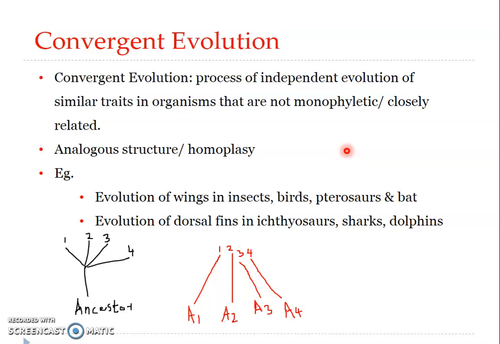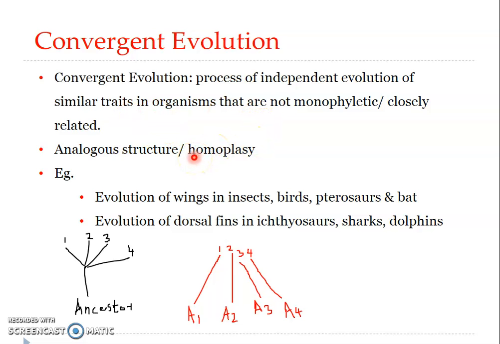The product of convergent evolution is the formation of analogous structures. Okay, so what are analogous structures? Analogous structures are those parts or organs in organisms which have developed as an adaptation to live in a similar kind of environment. These organisms are not related at all; they are not monophyletically or closely related. Such structures are known as analogous structures. They are also referred to as homoplasy.